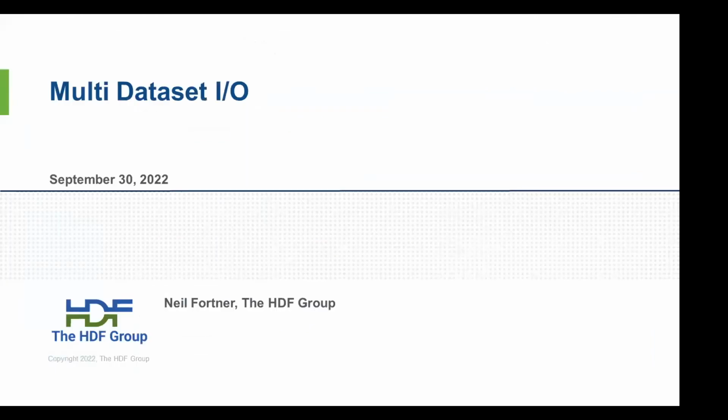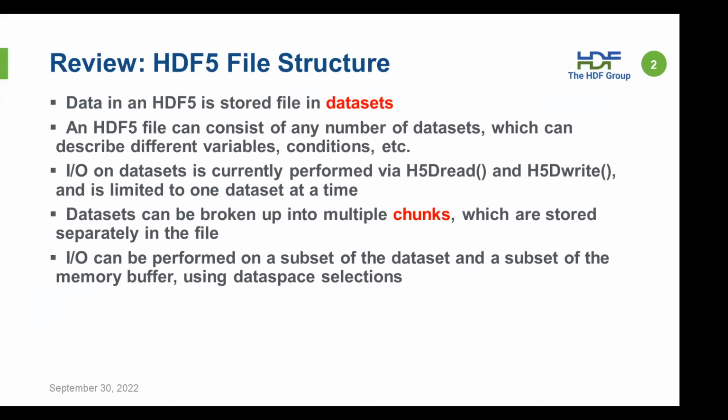All right, so now I'm going to talk about the multi-dataset IO feature that was developed under the same project. This has been in development for a very long time, but we're finally about to merge it in right now. So a quick review of how HDF5 stores data. You probably know that data in HDF5 is stored in the file in datasets, which are arrays of binary data. And an HDF5 file can consist of any number of datasets, which can describe things like different variables like pressure, temperature, velocity, whatever.